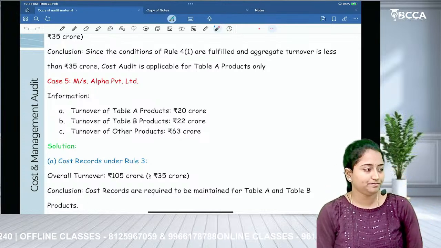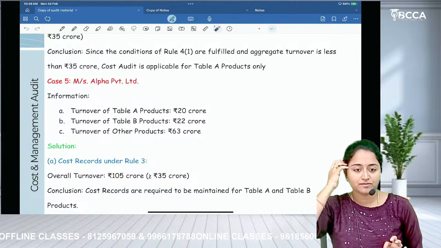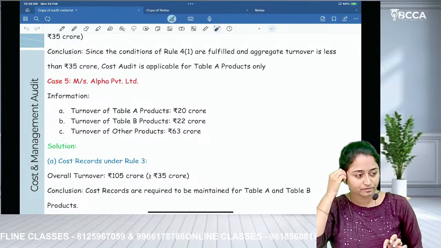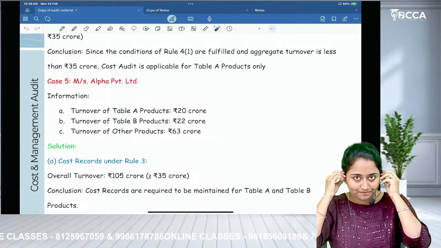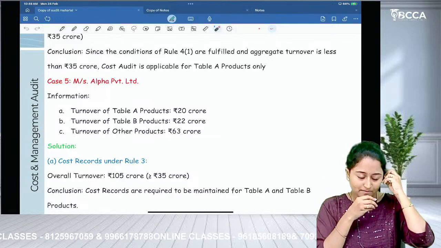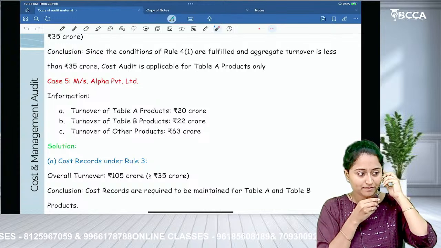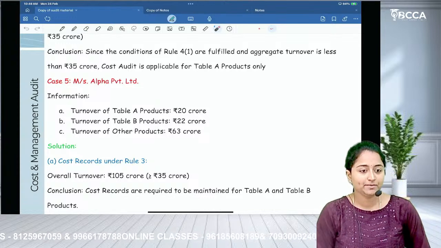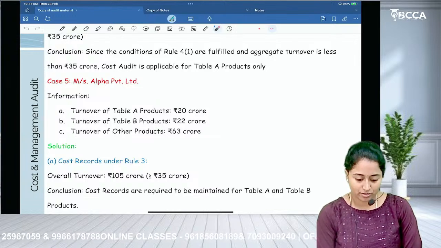Clear, right? Rule 1, rule 2, rule 3, rule 4 clear? Any doubts? No doubts? Clear? Limits are important. Try to remember. What is rule 1? Title and commencement. Rule 2? Rule 3? Applicability of cost records. Rule 4? Applicability of cost audit.